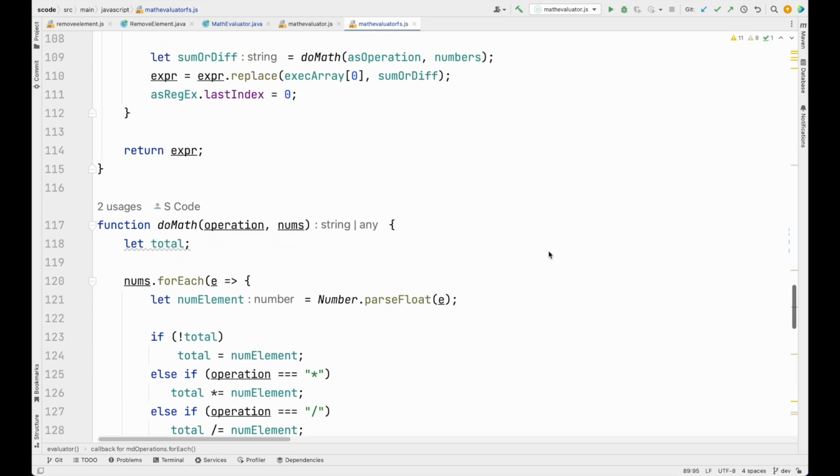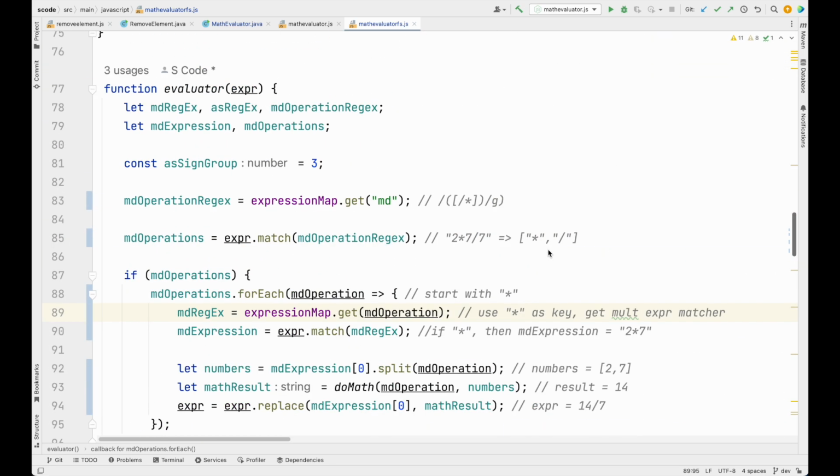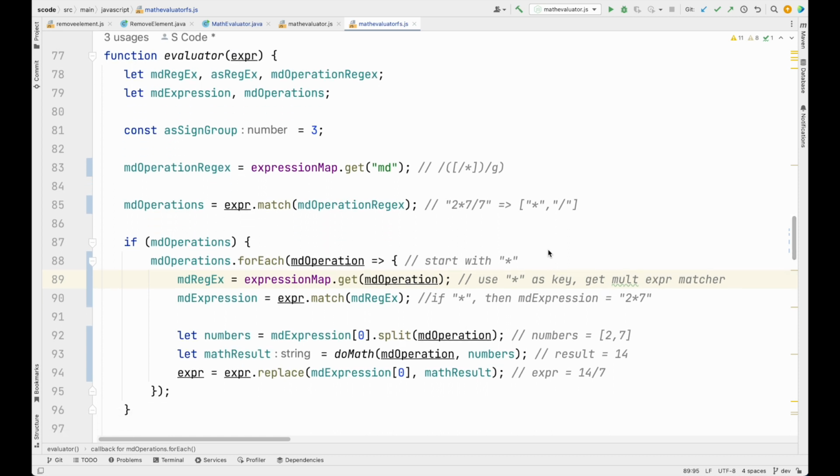Okay, so let's take a look at our very next function, that is our evaluator function. And this is the very first function in which we make heavy use of regular expressions. So take a look at the MD operation regex. As you can see, it's using the expression map, the global expression map that we talked about earlier with all of our regular expressions that we're going to use throughout the solution. It's going to look up using the MD key, which is just short for multiplication division, and it's going to give us back the regular expression you see in the comment to the very right.